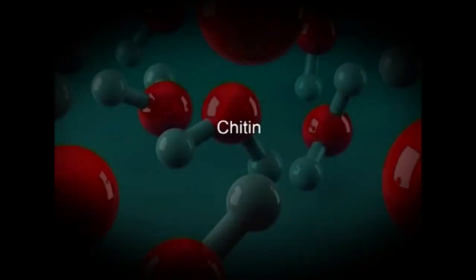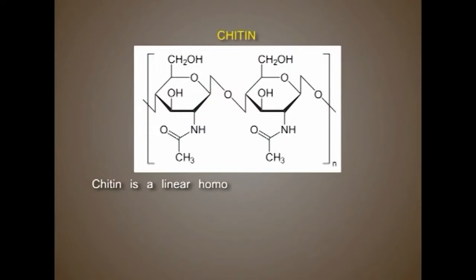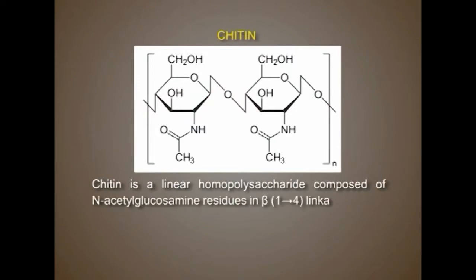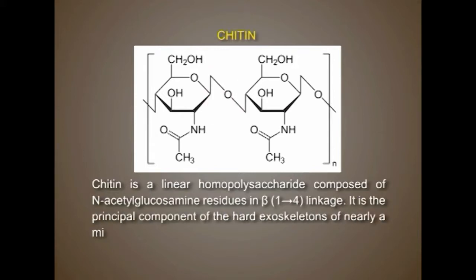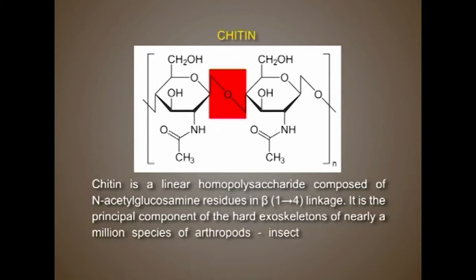Next is chitin. Chitin is a linear homopolysaccharide composed of N-acetyl glucosamine residues in a beta 1 to 4 linkage. It is the principal component of the hard exoskeleton of nearly 1 million species of arthropods, for example insects, lobsters and crabs.